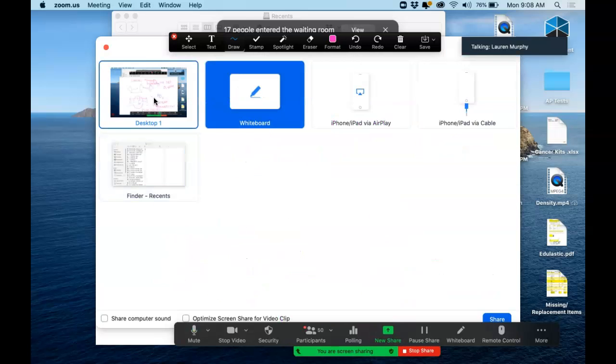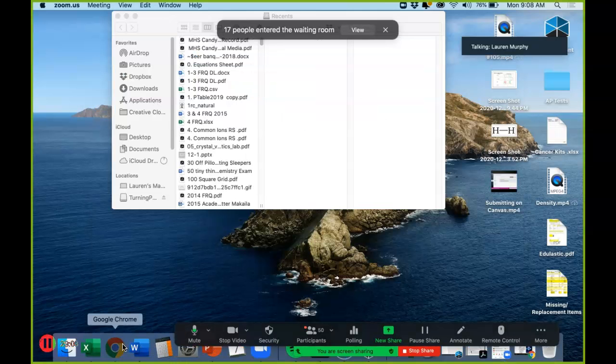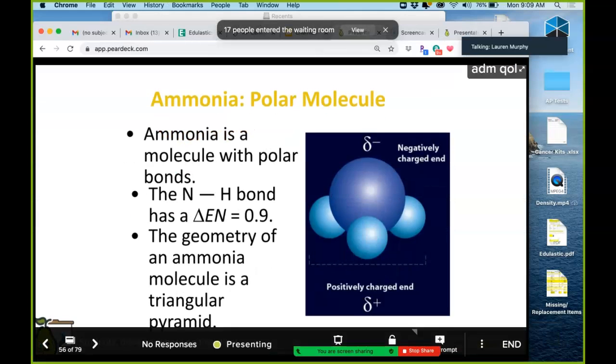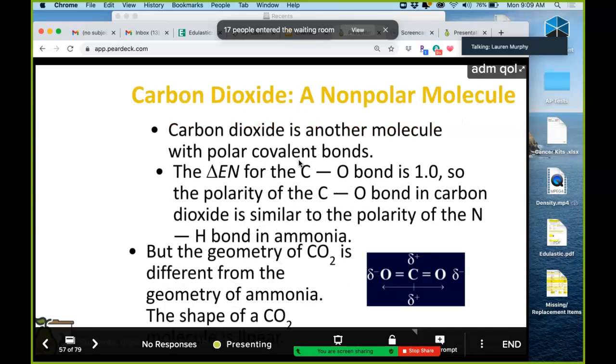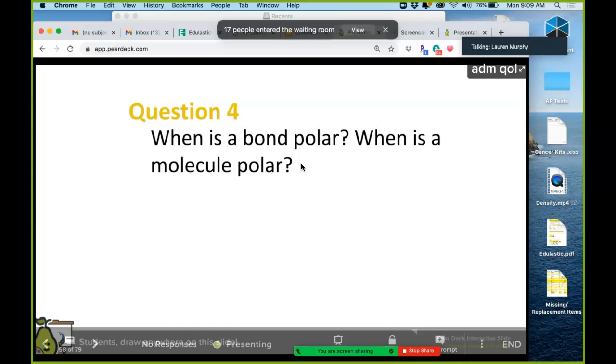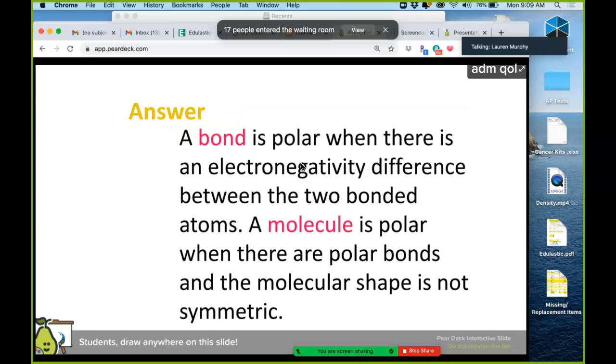So really what we need to do is understand what shapes are responsible for what, which shapes are symmetrical and which shapes are not. So a bond is polar when there's a difference in electronegativity between 2 atoms sharing electrons. A molecule is polar when the molecule is not symmetrical and the dipoles don't cancel out. Okay, so this is the answer.